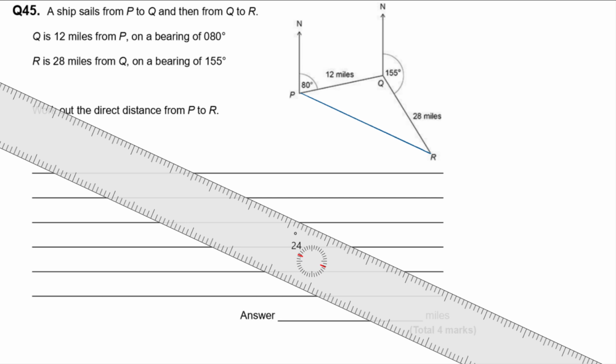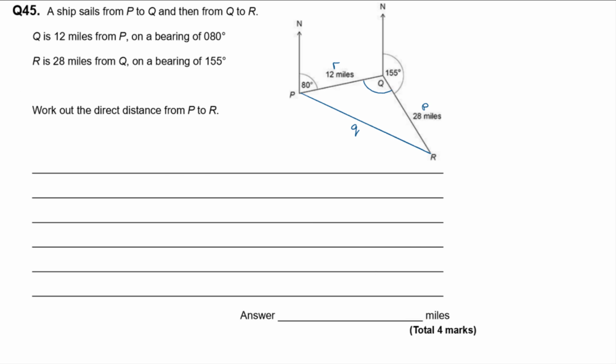Okay, so we need to find angle Q first, and then we should be able to find that side Q there quite easily. I'm going to call this one up here R, and then this one P, because they're opposite the vertices P and R, and that's how we label these things up. Now, what is that angle there at Q? I really need that one if I'm going to use the cosine rule.